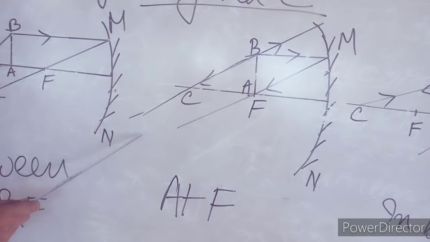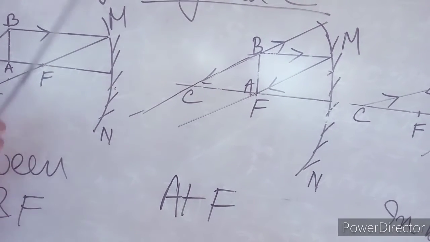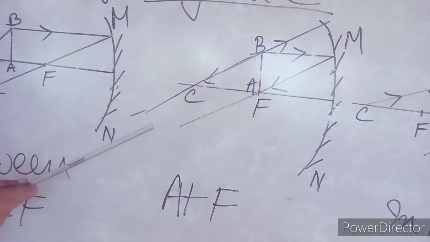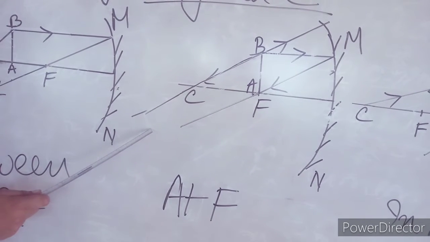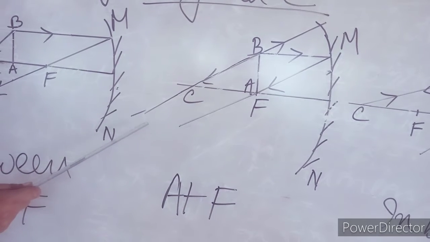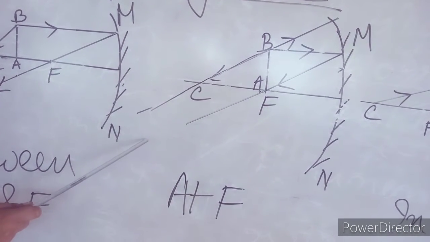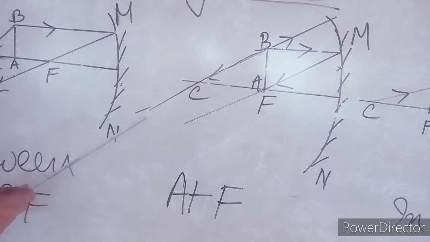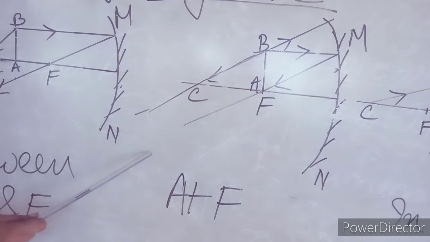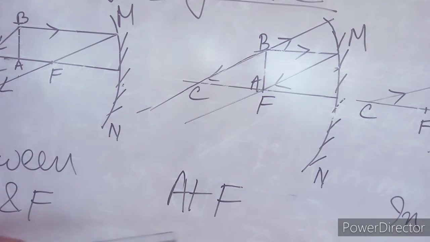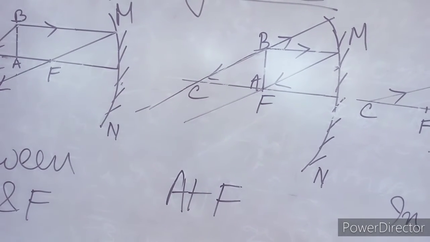What will be the size? The size will be much larger, so it is an enlarged image. The position of the image is at infinity, inverted and real. So when the object is at F, my image is at infinity. It is real, it is inverted and enlarged, too much enlarged. So this one is my fifth case.